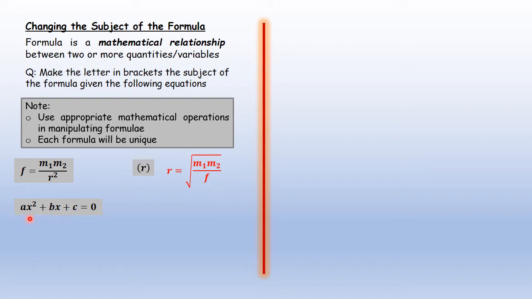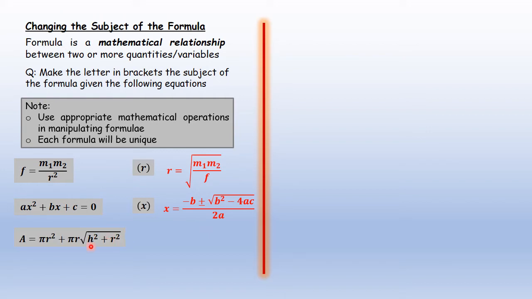We have ax squared plus bx plus c is equal to 0. This is a quadratic equation. You're supposed to make x the subject of the formula and you should get the solution, one of the formulas for solving quadratic equations, which is this one here. Try it out. I think you tried using the method we call the completing the square method.